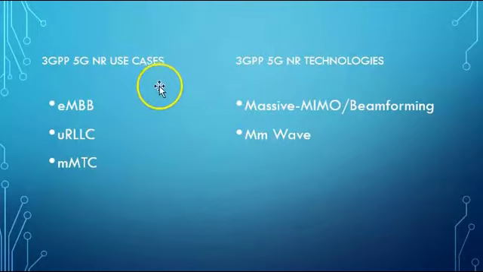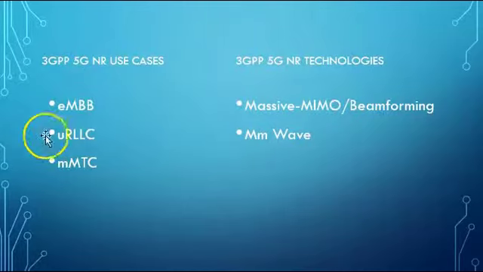So first of all, let us define what the different use cases and the technologies involved in the 5G new radio are. In regard to the use cases, first and foremost is enhanced mobile broadband, and here we are addressing human-centric use cases. So these are related to high data rate and large bandwidth. For example, access to high throughput multimedia content.